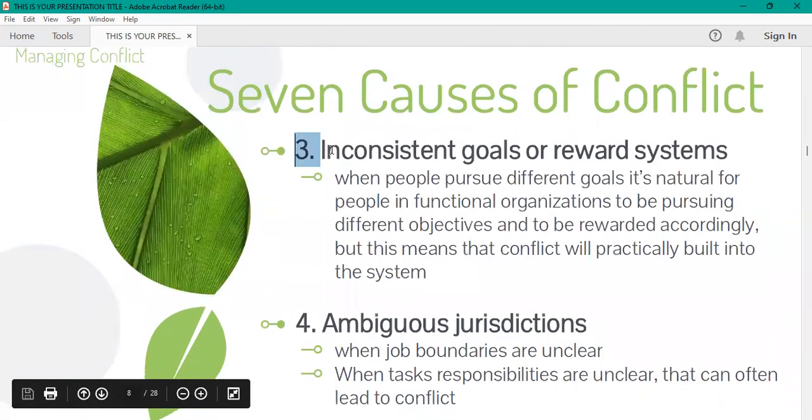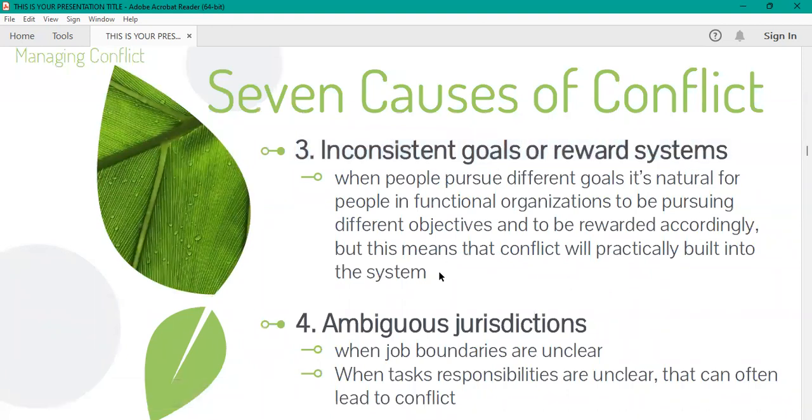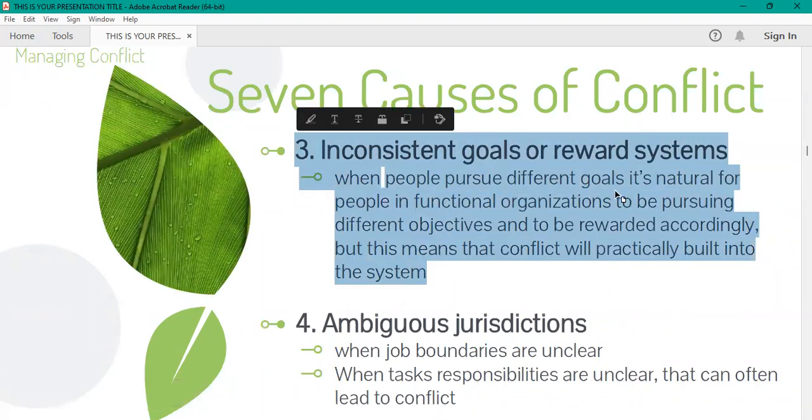And third would be incompatible goals or reward systems. If people pursue different goals, it's natural for people in these functional organizations to be pursuing different outcomes and to be rewarded accordingly. But this means that conflict is practically built into these systems. The objectives are different, so there needs to be consistent communication.